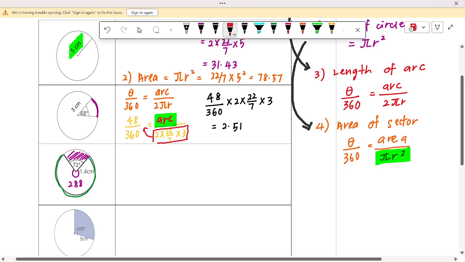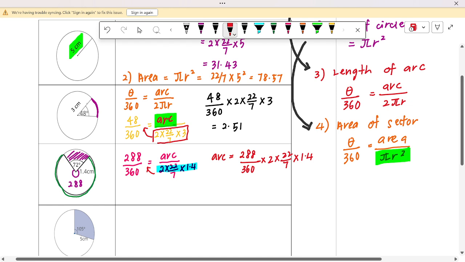To calculate your major arc, we're going to use the same formula again. 288 over 360 is equivalent to arc over 2 times 22 over 7 times 1.4. As usual, bring this whole thing up, which will give you arc equals 288 over 360 times 2 times 22 over 7 times 1.4.